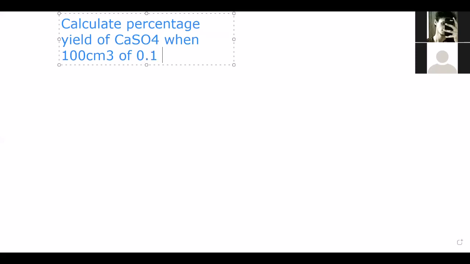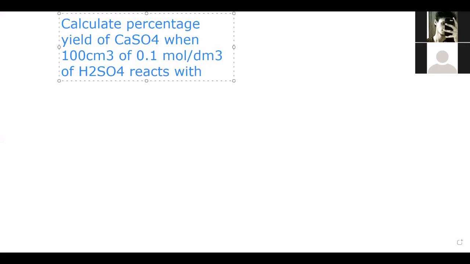Another question for percentage yield. Calculate the percentage yield of calcium sulfate when 100 centimeter cube of 0.1 mole per decimeter cube of sulfuric acid reacts with calcium to give 0.5 gram of calcium sulfate.